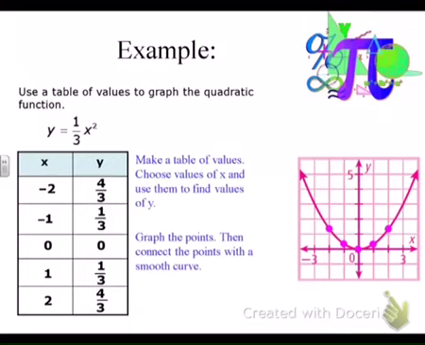And notice how wide the graph is. The number in front of the x squared is positive, so it opens upward, and it's a really small number. 1/3 is a smaller number. It's a fraction, and it ends up being a really wide graph. So I want you to take note of that as we're going through these.